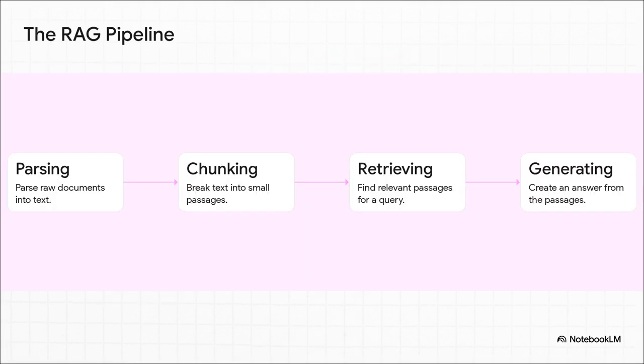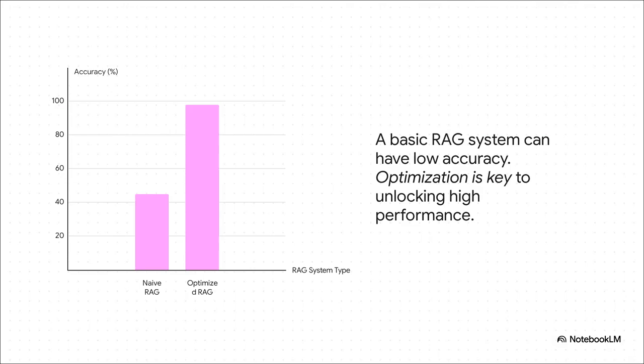But here's the catch. RAG isn't just one magic button you press. It's a whole multi-stage pipeline, kind of like an assembly line. First, you've got to parse the documents, then you break them into smaller chunks, then you have to find the right chunks for a given question, and only then can you generate an answer. If any single one of these steps is even a little bit off, the whole thing can just completely fall apart.